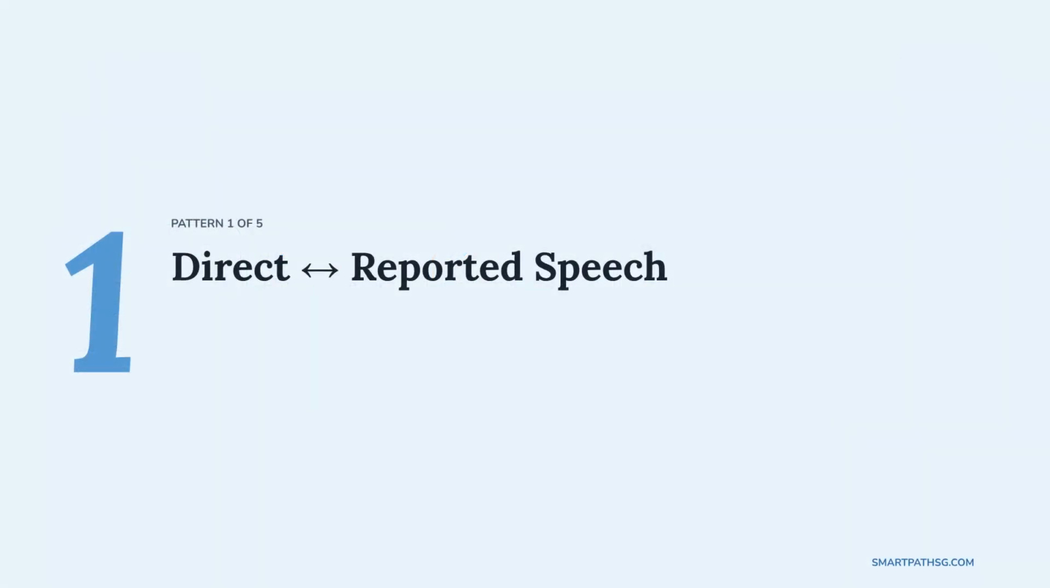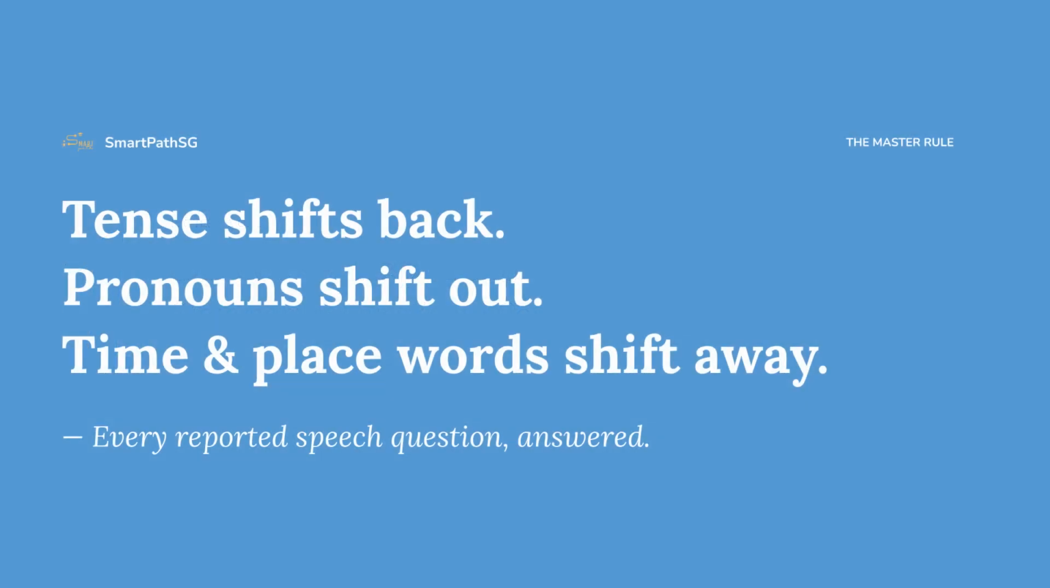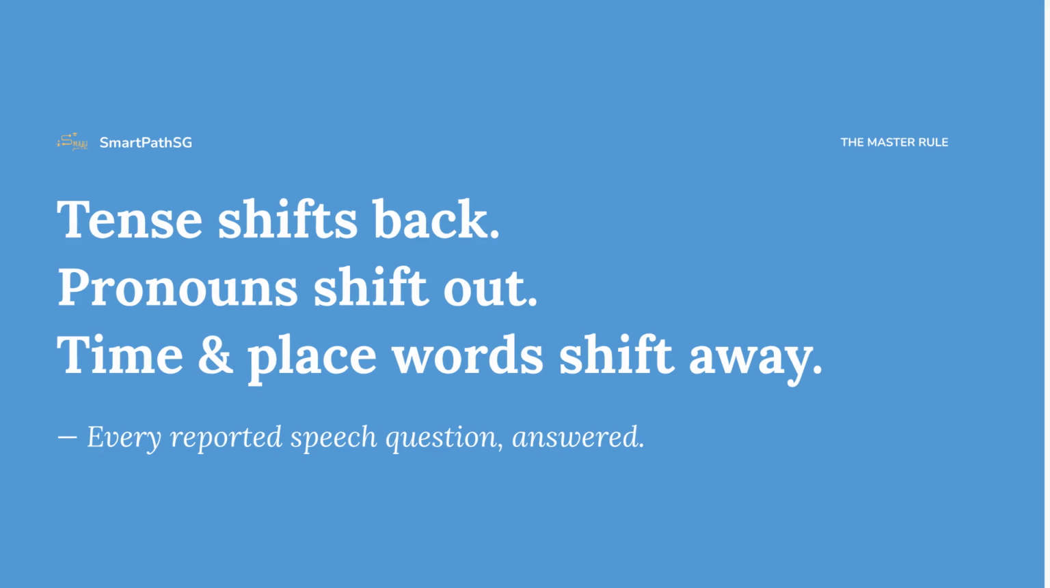Pattern 1, direct and reported speech. This is the most frequently tested transformation type in the PSLE. We are focusing on 3 subtypes: statements, questions, and commands. The master rule for reported speech is these 3 shifts. Tense shifts back. Present becomes past. Pronouns shift out. I becomes he or she. And time and place words shift away. This becomes that. If you check for these 3 things in every reported speech question, you will answer it correctly.